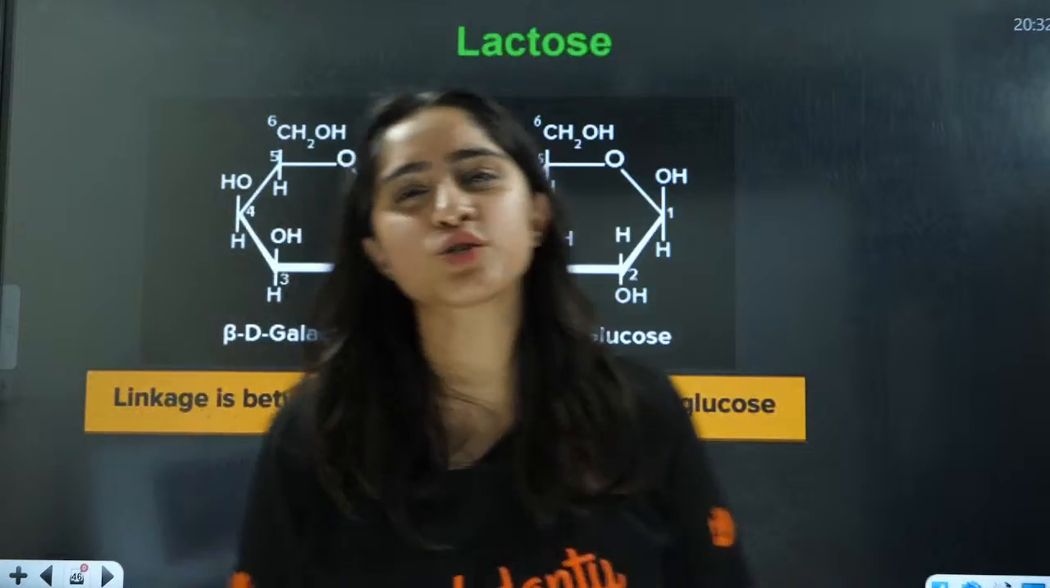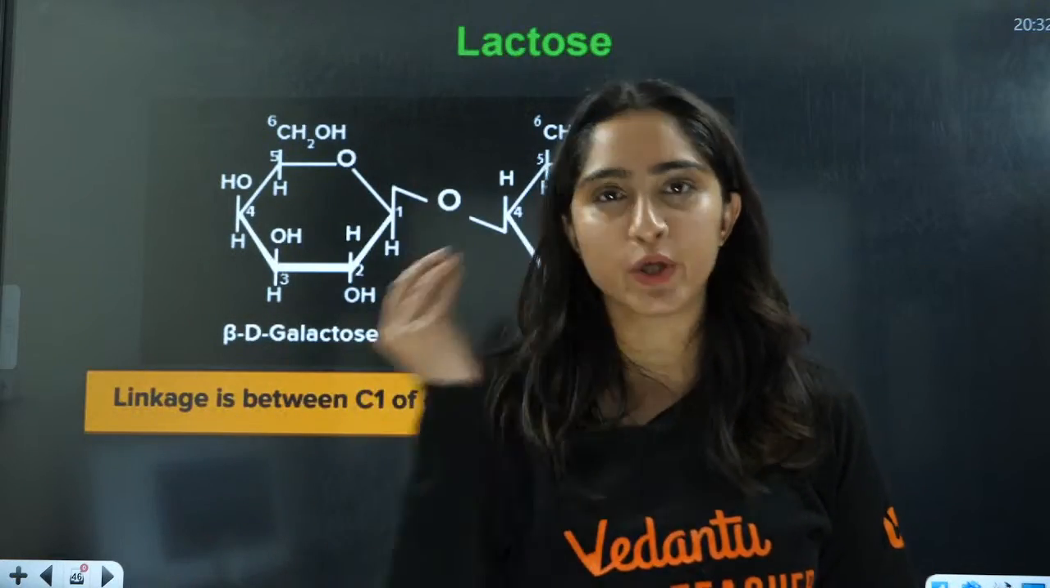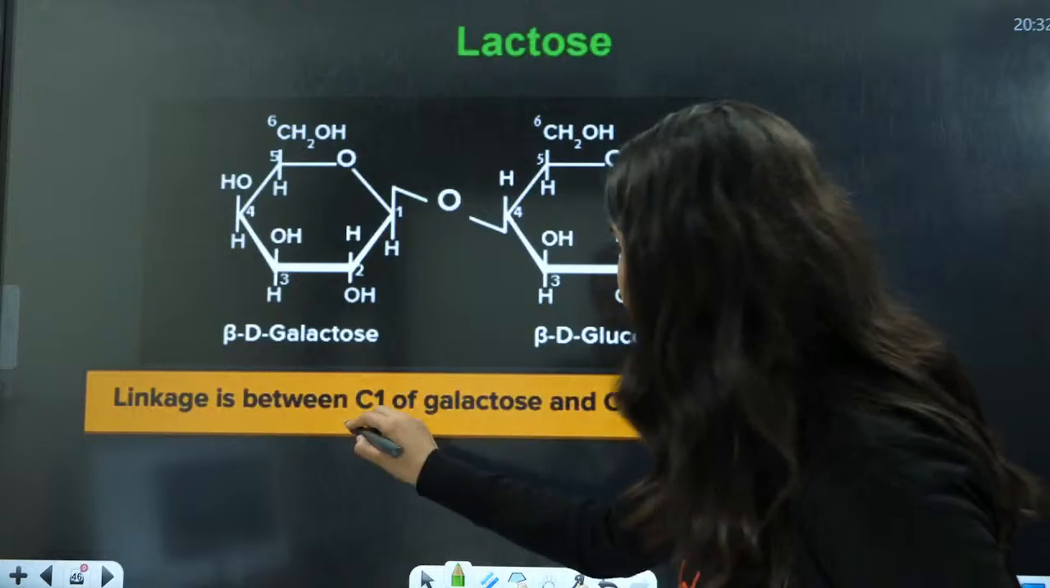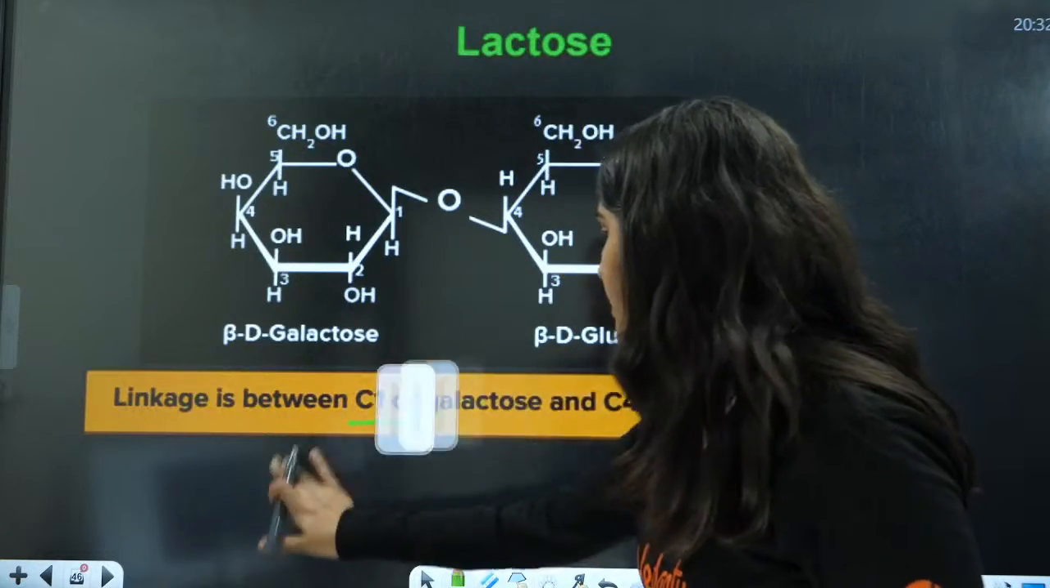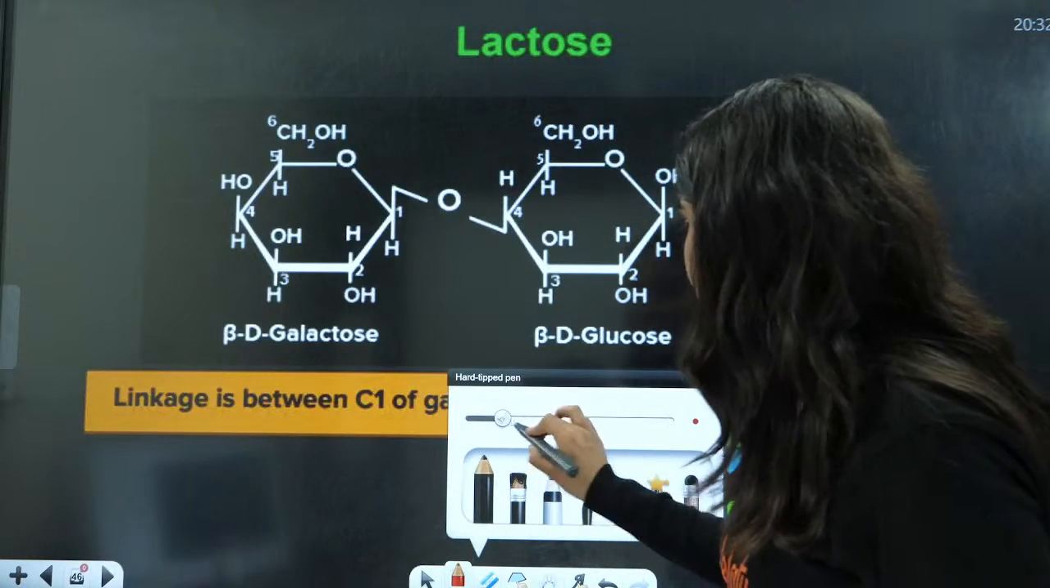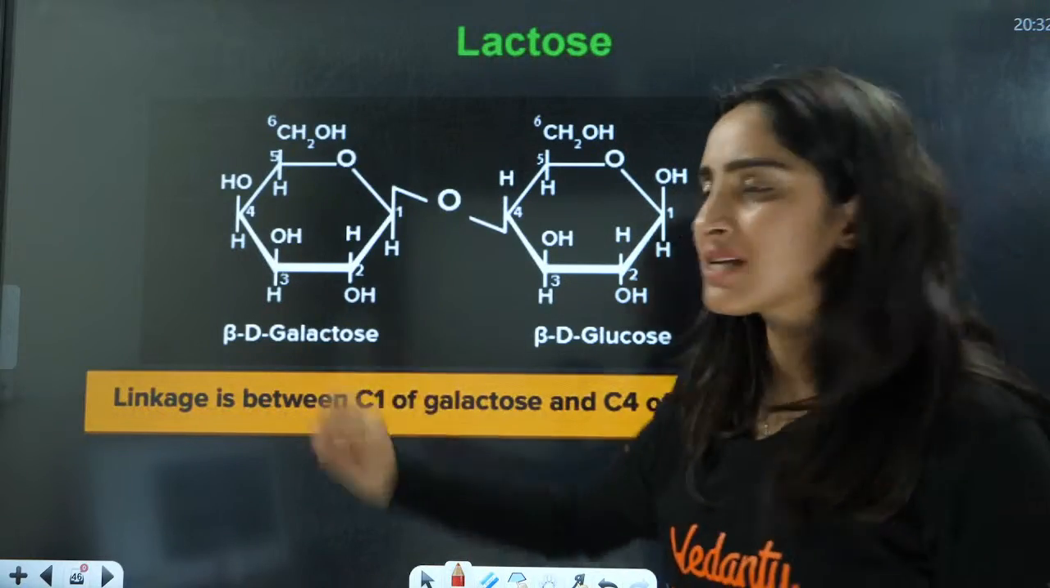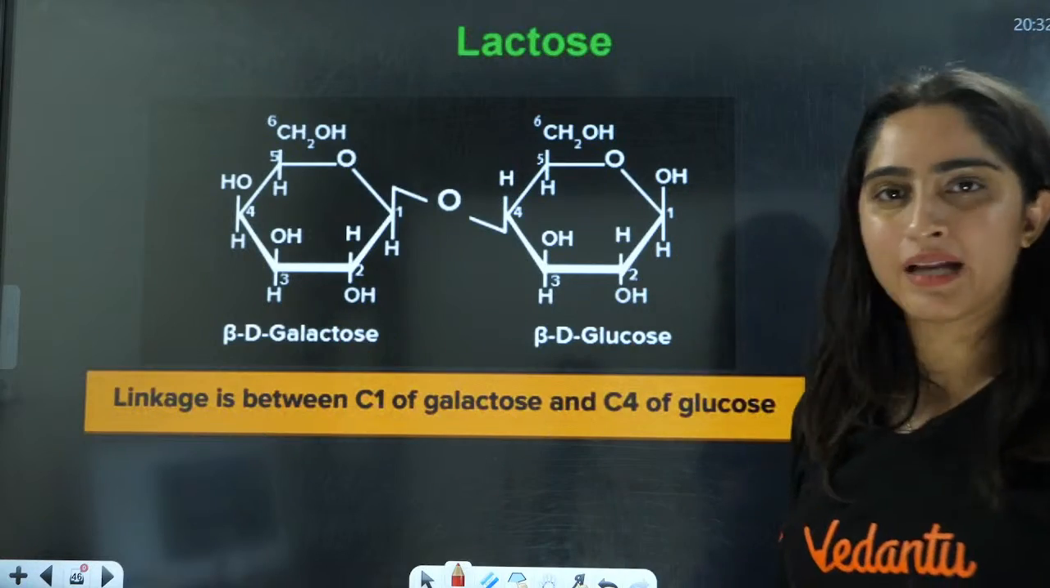Lactose is very simple, because here you do not have C1, C2. Right, here you have C1 and C4. So C1 and C4 is not difficult for you. Okay. So now see this. You have this galactose, right? Galactose, and this is beta glucose.